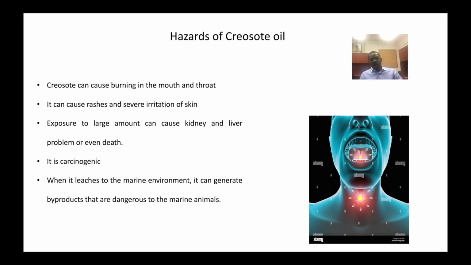Now let's assume that this creosote leached into the marine environment. What will be the effect of creosote on marine organisms? According to reports, creosote can react with other compounds in the marine environment to form a byproduct that will be dangerous to the organisms. That's why there must be concerted efforts to minimize the presence of creosote in the environment.